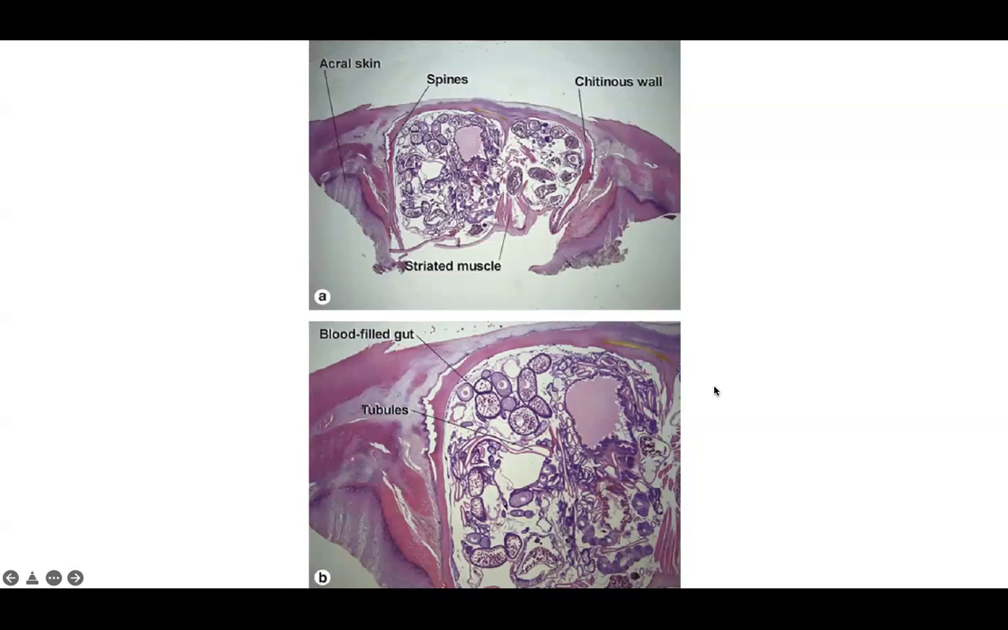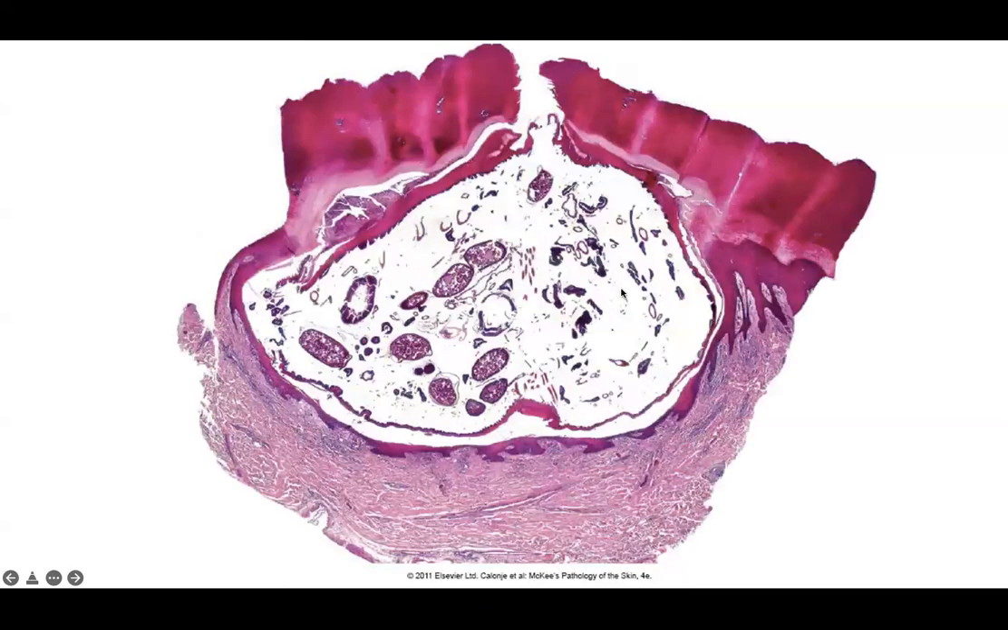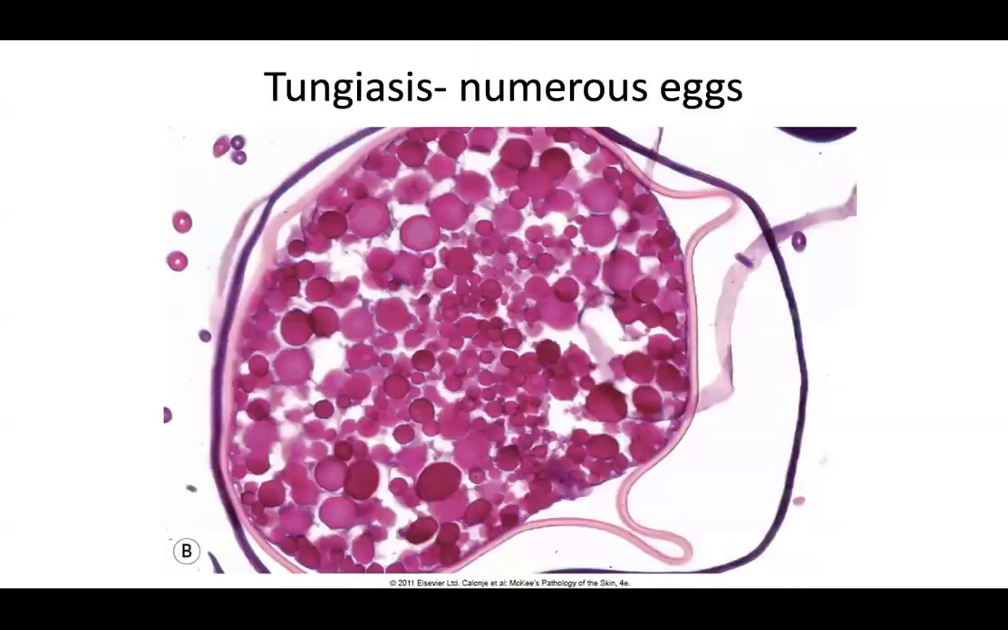So again, take it into context. I would say most likely if you're tested on tungiasis, it's going to be on acral skin. And here you see numerous eggs within the tungiasis, within the sand flea. This is just another example of smaller organisms within the larger organism. So, numerous eggs in tungiasis. And that is it for the lecture material for this topic.